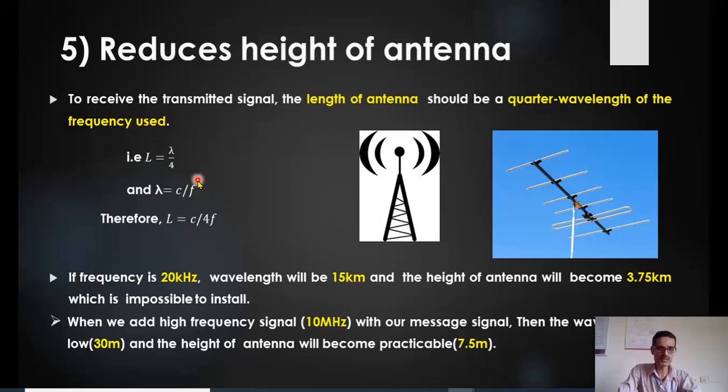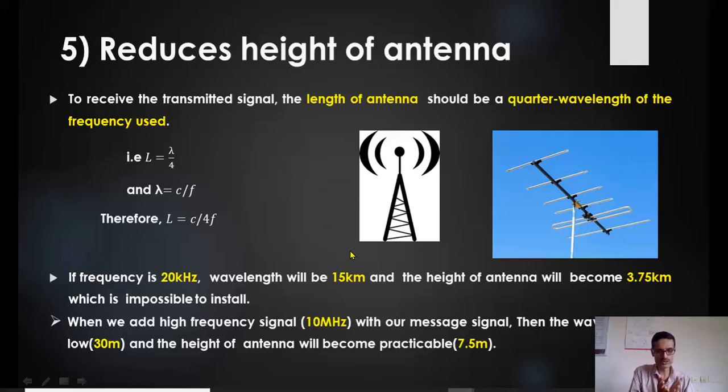That means if I use a simple information signal, let us say 20 kilohertz signal. Okay, 20 hertz to 20 kilohertz is the audio band. I have taken the highest frequency in the audio band. For this particular 20 kilohertz, if I substitute here lambda is equal to c by f, where c is 3 into 10 to the power 8 meters per second, I'll get wavelength as 15 kilometers. If I substitute that 15 kilometers in this formula, so L will be equal to how much? 3.75 kilometers, which is impossible, impractical, right? 3.75 kilometers of height of the antenna is not possible.